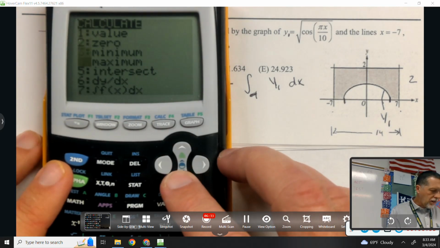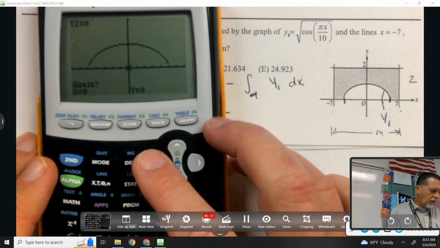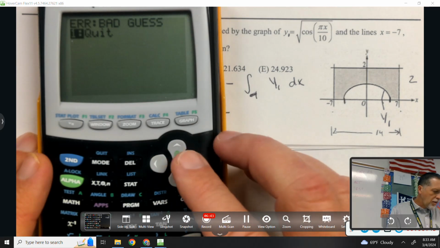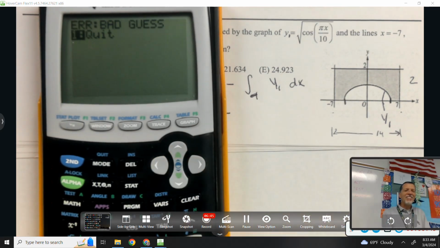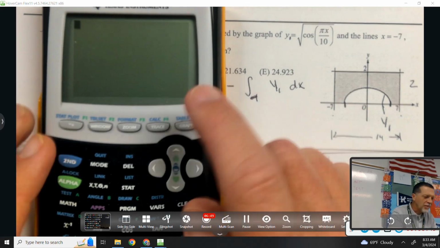Second calc, intersect. First curve, second curve. And my guess will just be over here somewhere. Bad guess. I don't think I've ever gotten that error before. Bad guess. Let's try that again.